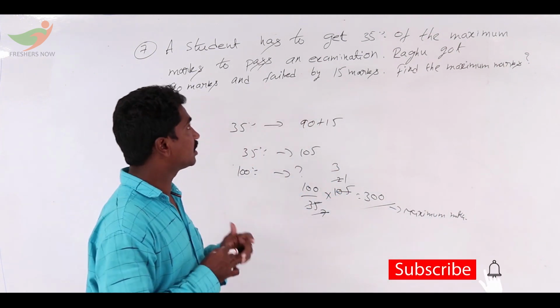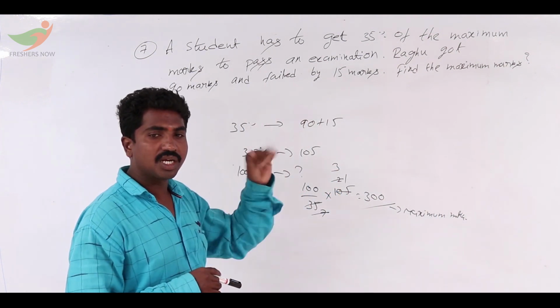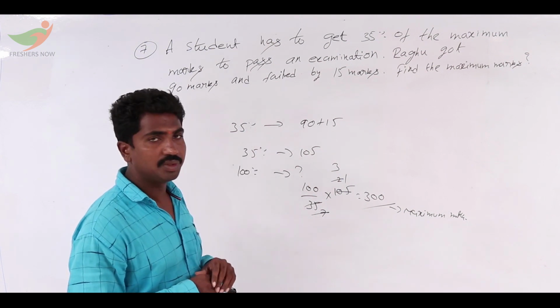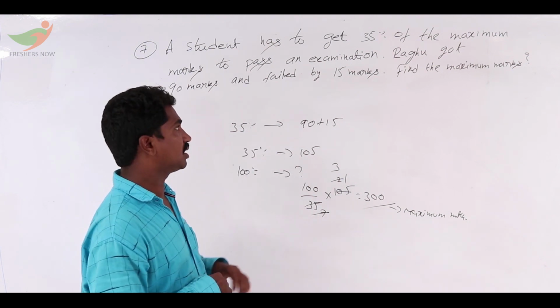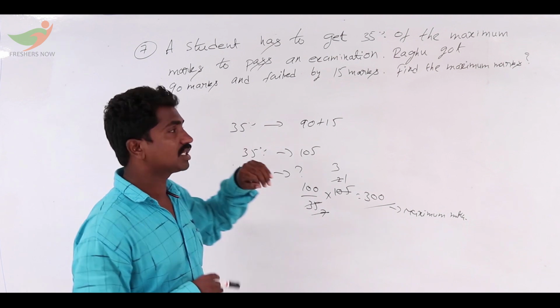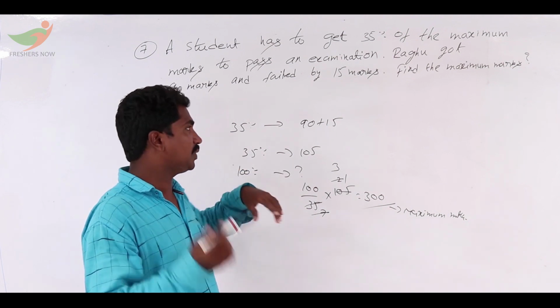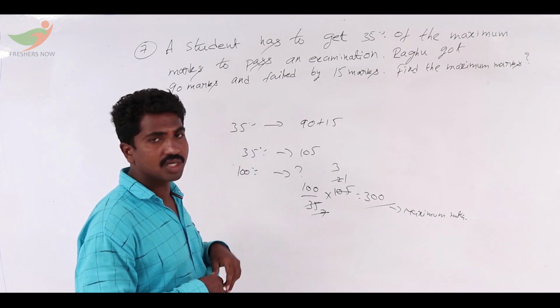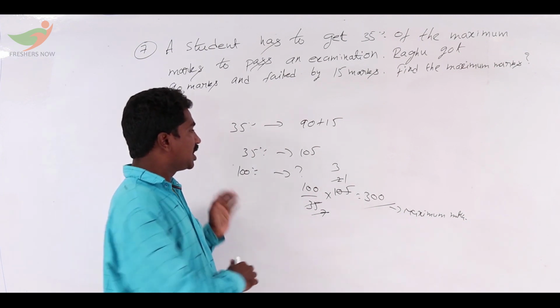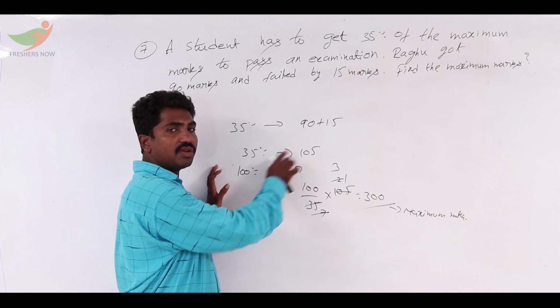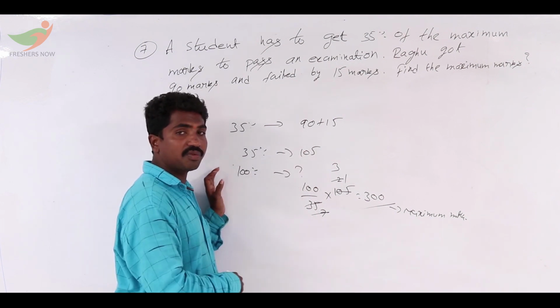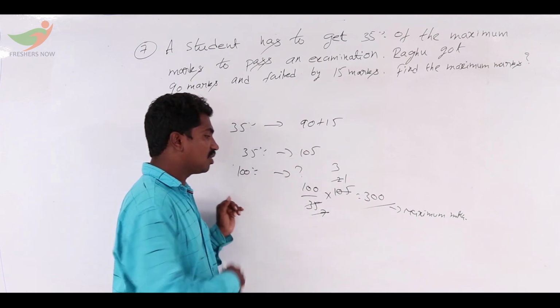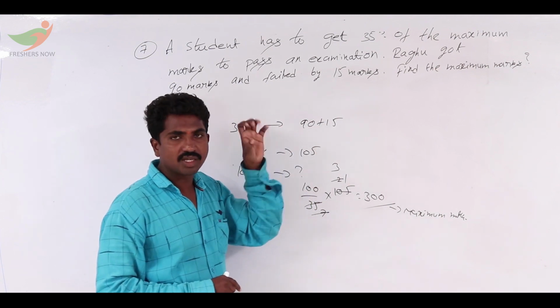I repeat. In an examination, to pass we should get 35%. A student got 90 marks and failed by 15 marks. If we add 15 marks, he will pass. So the pass marks are 105 and the pass percent is 35%. Here we know the percentage value and the marks value. 35% is 105, he is asking 100% how much? The maximum marks are always 100%.